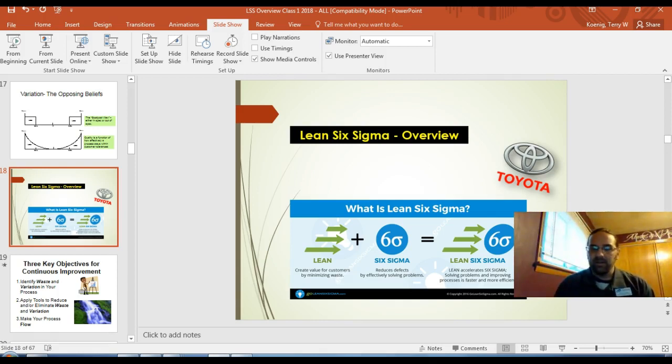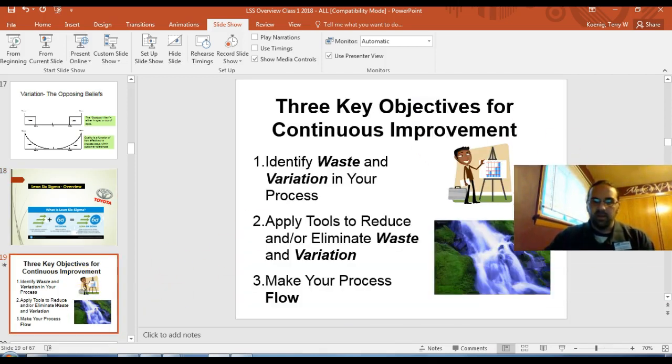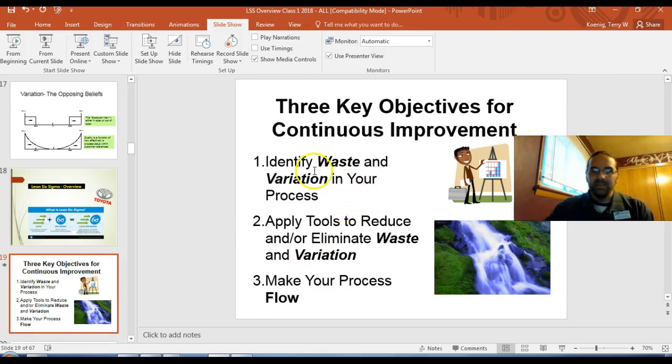So, Lean Six Sigma: identifying and eliminating waste, reducing variation. If you're going to remember anything, remember this slide. Identify waste and reduce variation. Apply tools to reduce variation and eliminate waste, and make the process flow. It's like saying that so it flows. That waterfall really adds a visual that changes the sound of the way I say things.